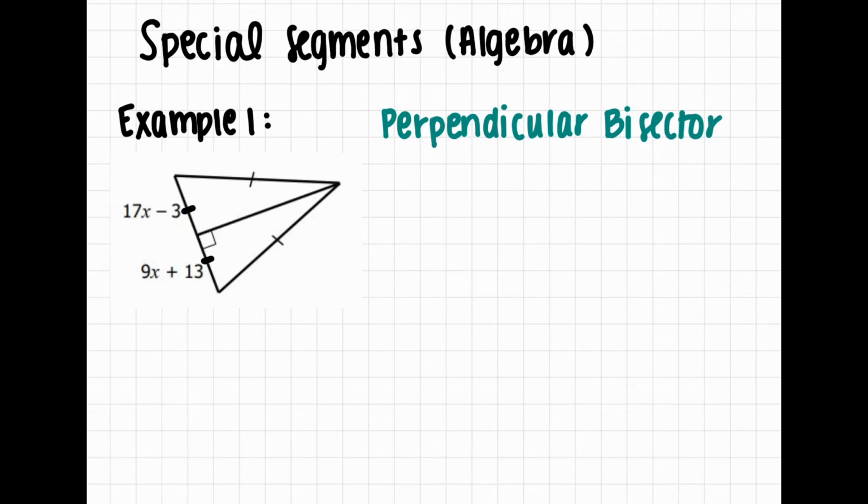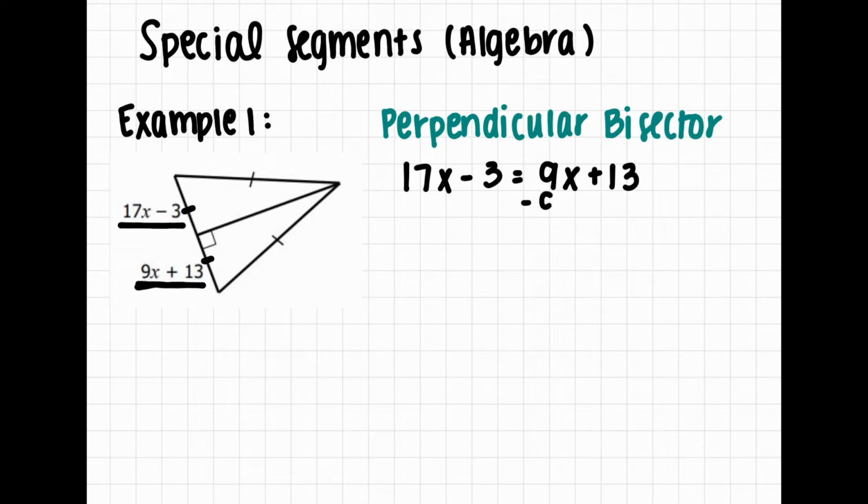I know 17x minus 3, this part of the side, is going to be equal to 9x plus 13. So I just told you they're 2 equal parts. So in order to solve them, to solve for x, you're just going to set them equal to each other. When I set them equal to each other, I start off with 17x minus 3 is equal to 9x plus 13. Remember, my goal is to get x by itself.